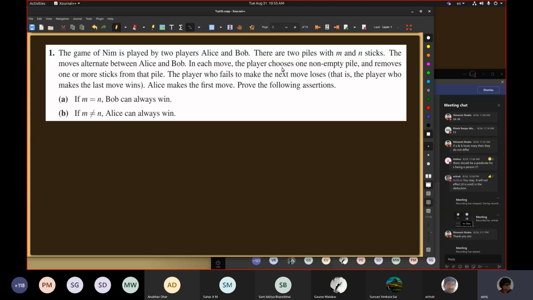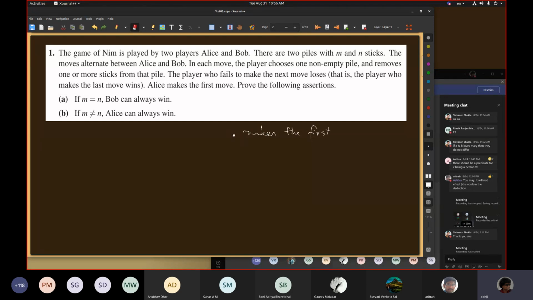What I forgot to mention here is that Alice makes the first move. The player who makes the last move wins, and the player who fails to make the next move loses.